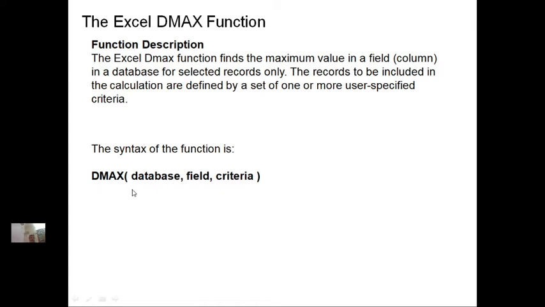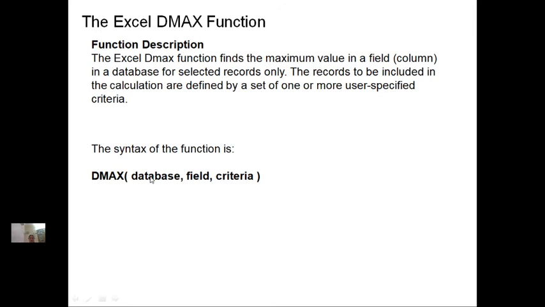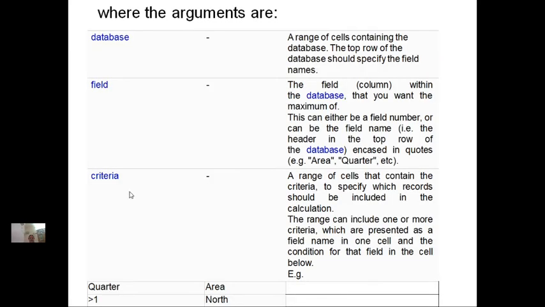DMAX, open the bracket, database, field, criteria. This is the syntax. Now let us go to the next slide. This slide explains the arguments in the syntax: database, field, criteria. The next slide is also explaining the arguments.